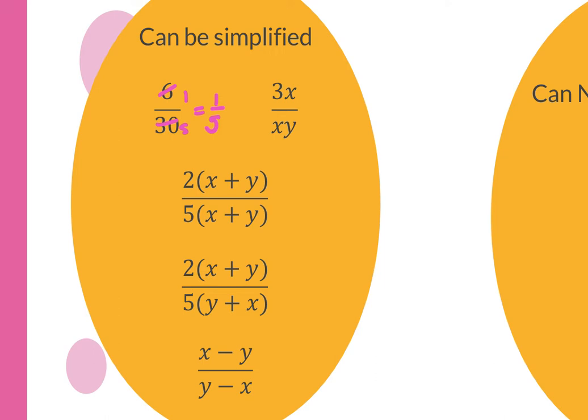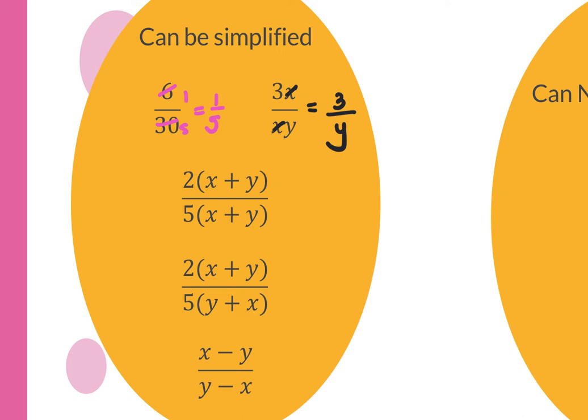If I have 3x over xy, how does that simplify? Is there something in both the top and the bottom I can cancel out? The x, good. So the x's would cancel and I'd get 3 over y. And I can only do that because that was multiplication.